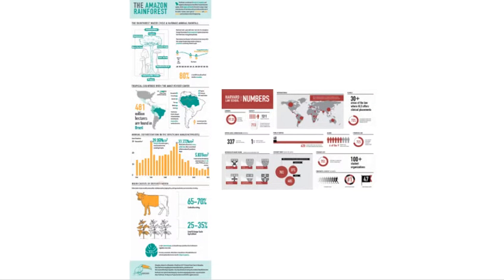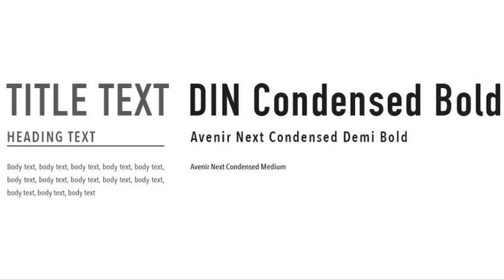Now I'll cover my typography model. The typography model I chose was the infographic about the Harvard Law School. The main fonts used in my infographic are DIN condensed bold for the title text, Avenir Next condensed demi bold for the heading text, and Avenir Next condensed medium for body text and annotations and axis labels.